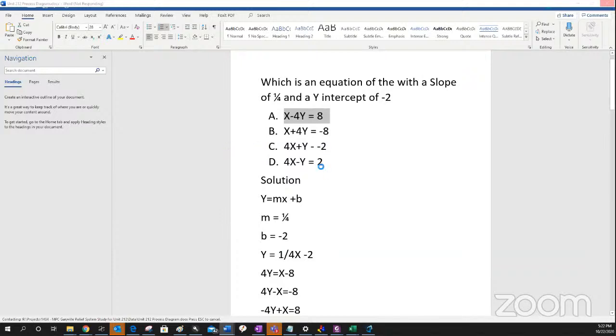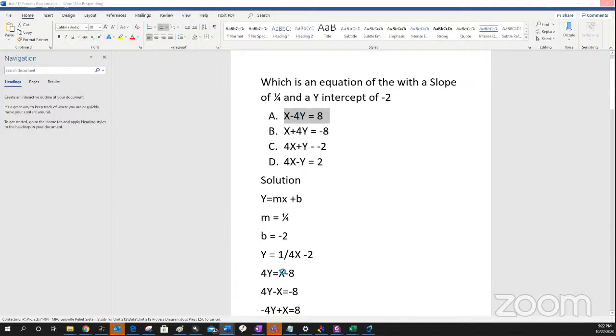C and D are never going to be your answer, because if you look at your equation, you will never get 4 times x, but you can get 4 times y. So you have 4 times y here and 4 times y there. So your answer would be either A or B, right? Now you have to figure out whether it is A or B.